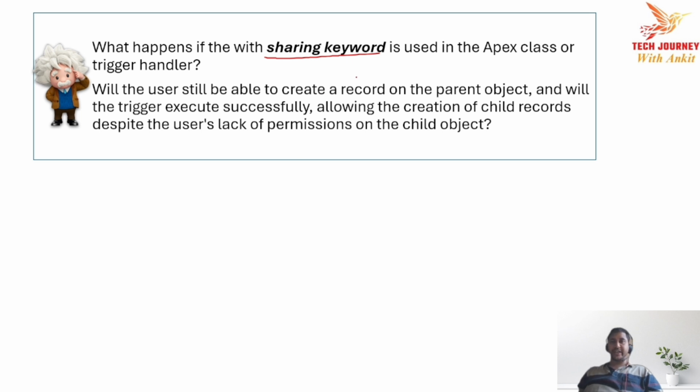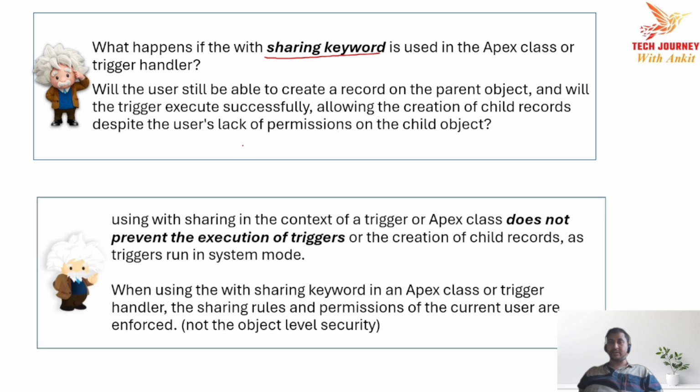Even though we are using the sharing keyword, my DML operations will still be successful. Although the user does not have create permissions and I am using the sharing keyword, the DML operations will still be successful. How is this happening? This is happening because the sharing keyword in an Apex class or trigger handler only validates the sharing rules and permissions of the current user. It will not check anything related to object level security.